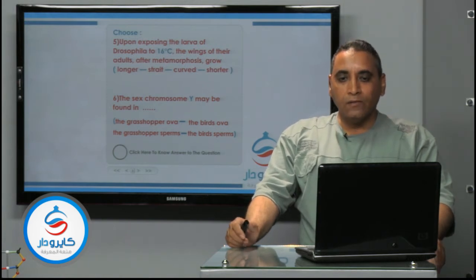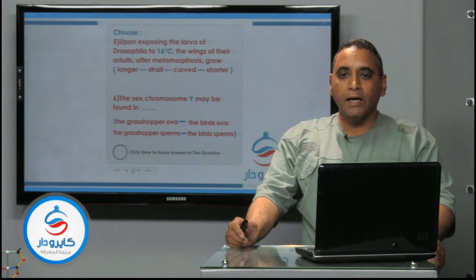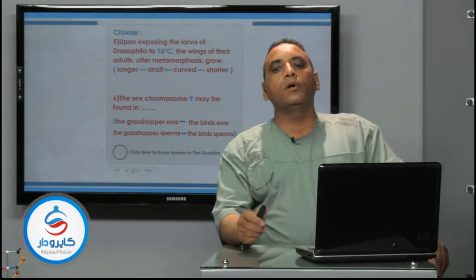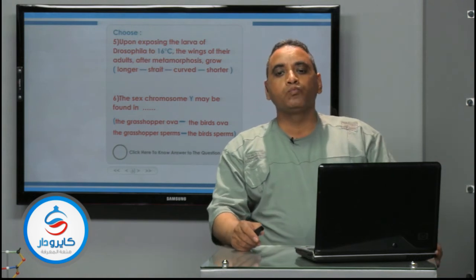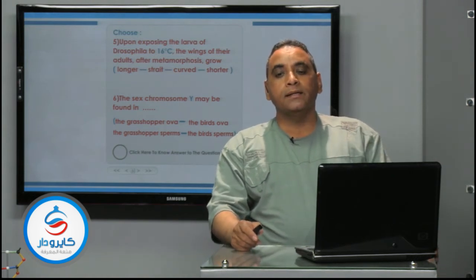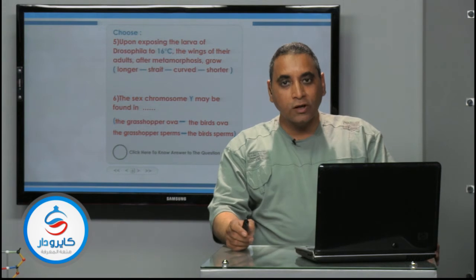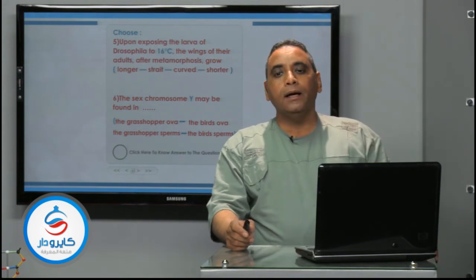But the next part of the question: the sex chromosome Y may be found in the grasshopper ovum. Grasshopper means the locust.